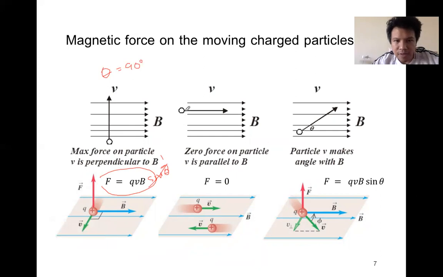But if the particle is moving in the same direction as the magnetic field, you get 0, because sine 0 is equal to 0. You get no force when the particle is moving in the same direction. But if it makes some angle, the force will become QVB sine theta.